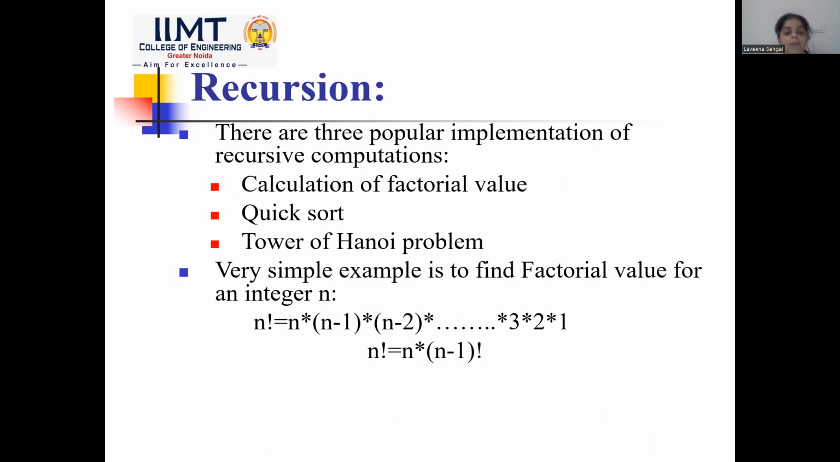There are some important popular implementations of recursive computation. First is calculation of factorial value, then quicksort, and the Tower of Hanoi problem. These are further implementations of recursion. A very simple example of recursion is calculating the factorial value of an integer. For example, n factorial will be calculated by n into n minus 1 into n minus 2 and so on till 1. If I want to calculate 5 factorial, it means 5 into 4 into 3 into 2 into 1.